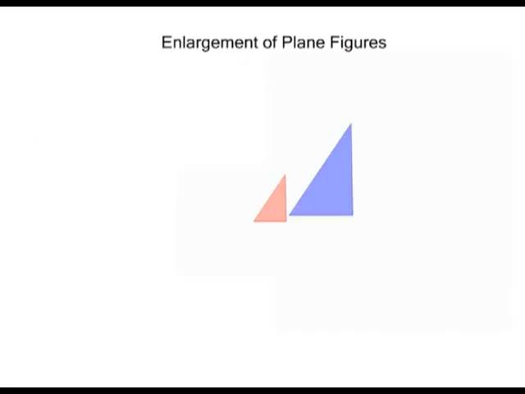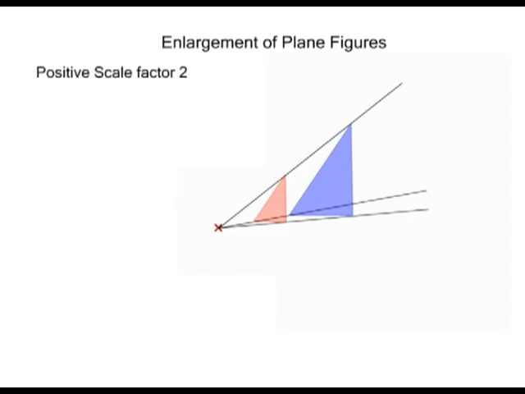Now, when the shapes are not drawn on a grid, it becomes more difficult to enlarge them. In such cases, we use projection lines, and at this point we will need the center of enlargement. This pink shape is being enlarged to give the blue shape. The center of enlargement is X. The scale factor is 2.